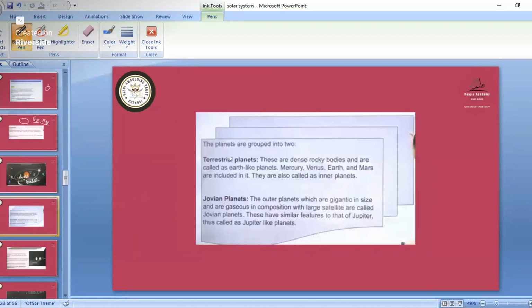Okay, now see, the planets are grouped into 2, which we studied already. The first one is terrestrial planets. These are dense rocky bodies. So see what happened when that explosion took place. What happened from the sun, see what will happen. Now the explosion is taking place.